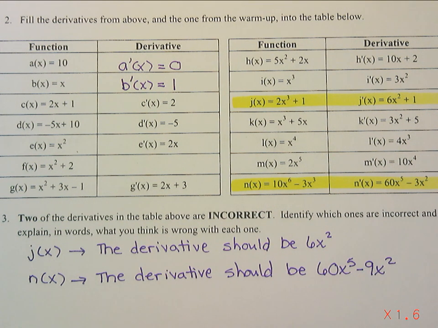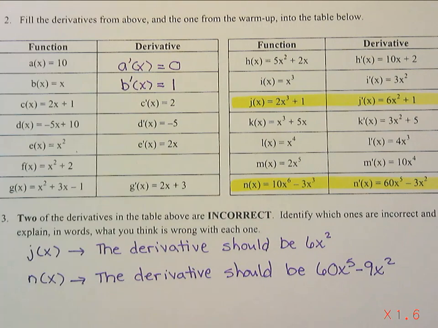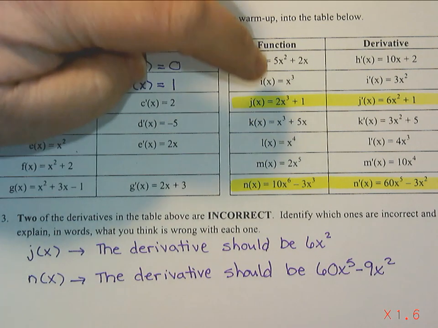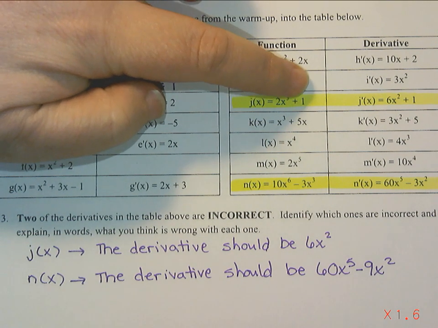This is part 2 of our video on power rule. Hopefully you took the time to look at the original functions, look at their derivatives, and see if you could find any patterns. So I decided that I felt that j of x and n of x were the two that were incorrect. So for j of x, I had 2x cubed plus 1.